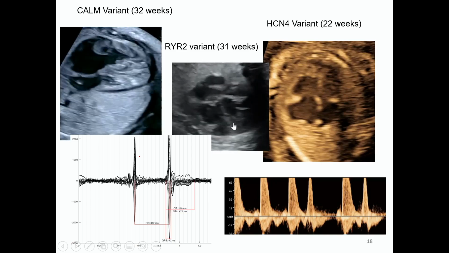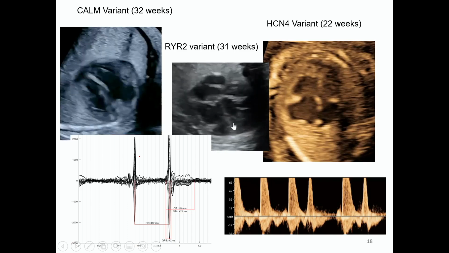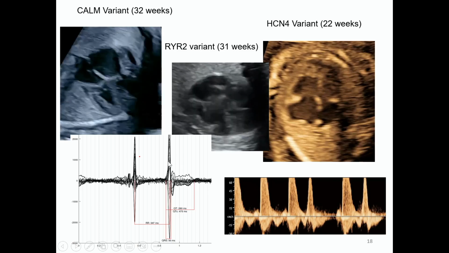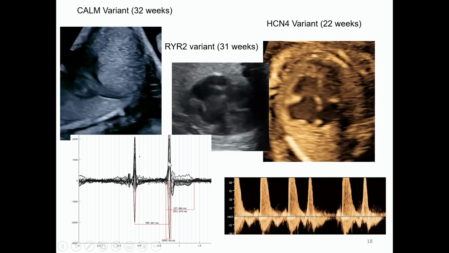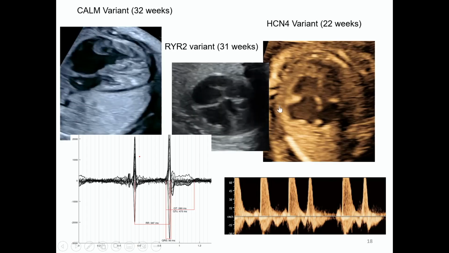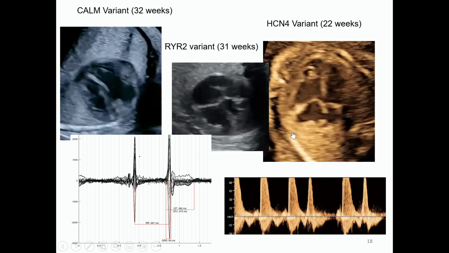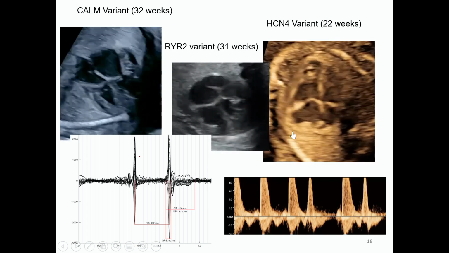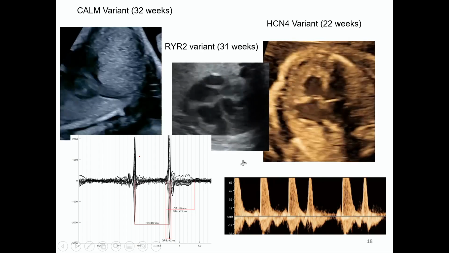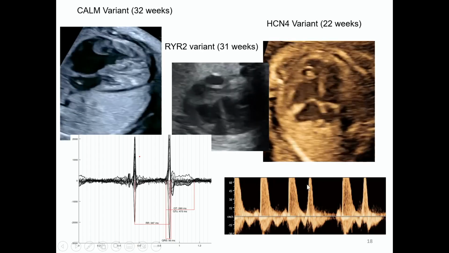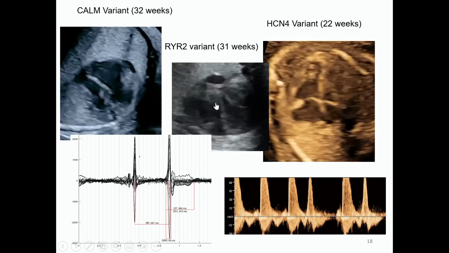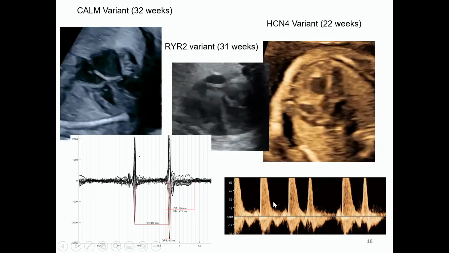This was the patient with the RYR2 variant who had the PVC, which you can see here on the FMCG, but you can notice the irregular rhythm. This patient was an HCN4 variant who just had a very, very slow rate. This is the PVC here from this patient here, and that's how that patient presented.